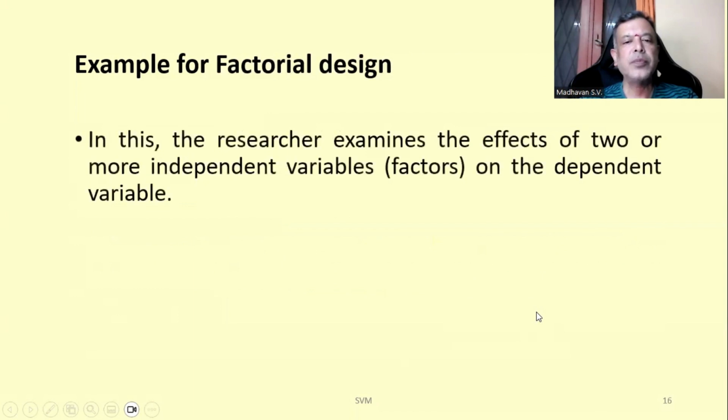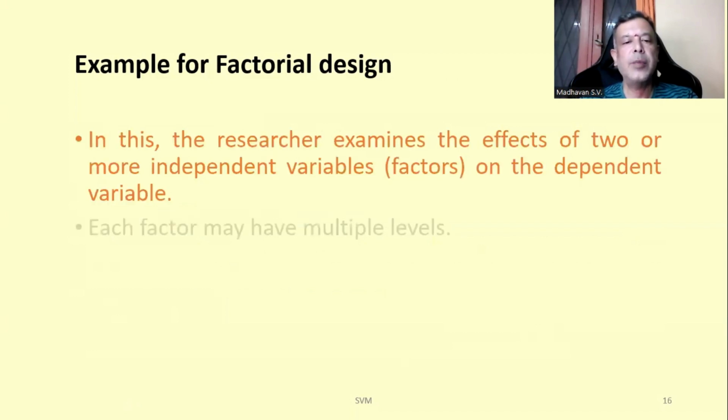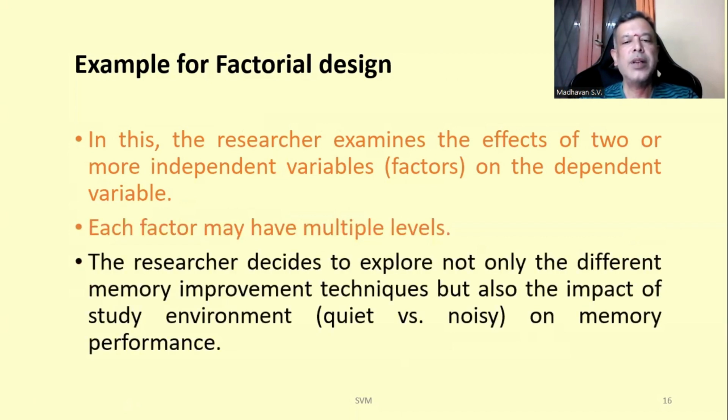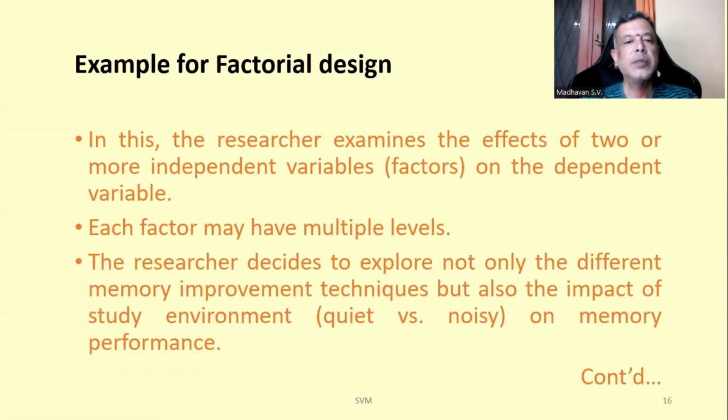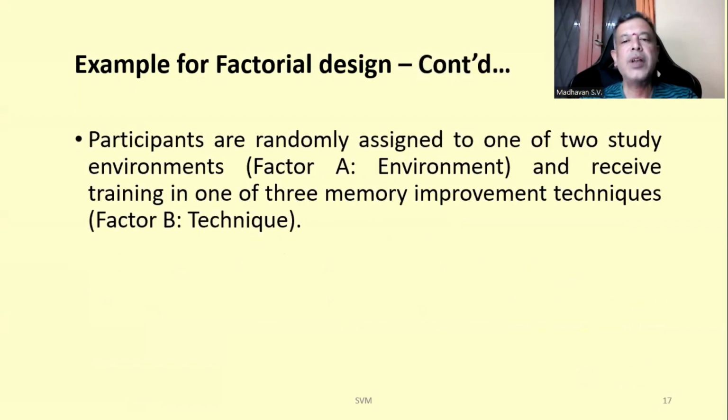Factorial design example. In this, the researcher examines the effects of two or more independent variables, what you call factors, on the dependent variable. Each factor may have multiple levels. Here, the researcher decides to explore not only the different memory improvement techniques, but also the impact of study environment, whether it is a noisy environment or a quiet environment, on memory performance. So here, participants are randomly assigned to one of the two study environments. So factor A is environment and factor B is technique, and they receive training in one of the three memory improvement techniques.